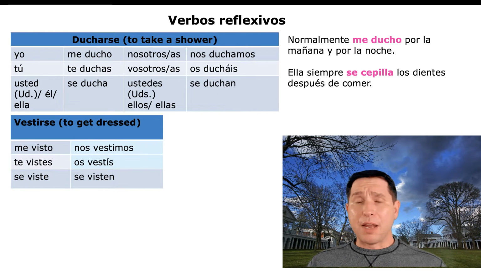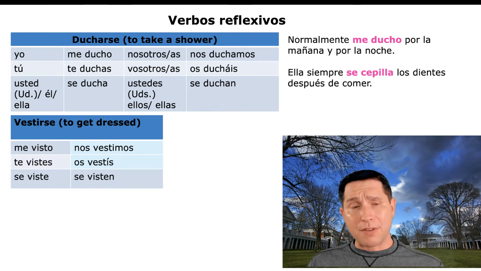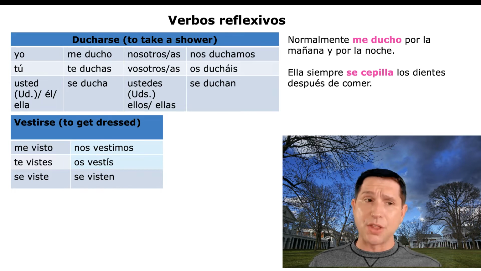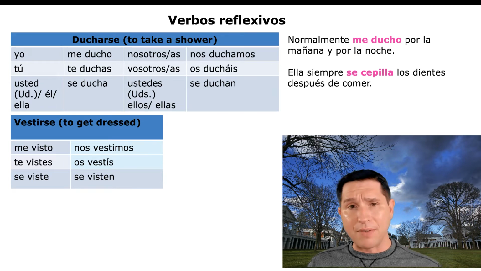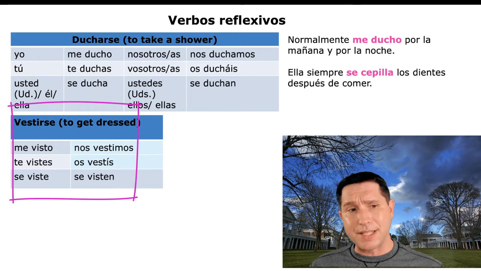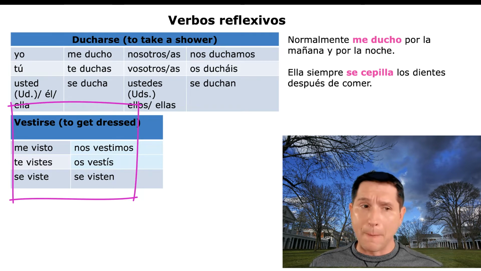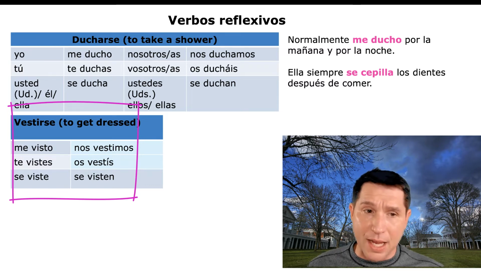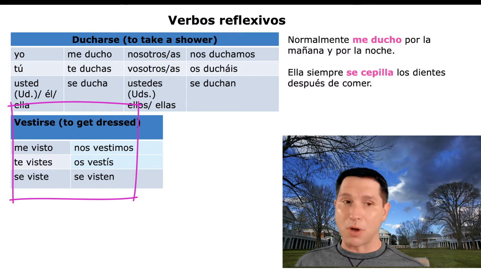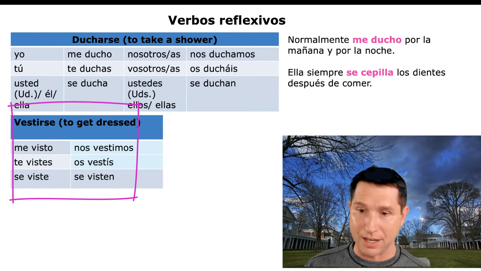As you've seen in previous models, there's three different verb categories that have changes in the root. For this reason, I've indicated one of the high frequency verbs in this list, vestirse. Me visto, te vistes, se viste, but nos vestimos, os vestís without a change, y se visten.